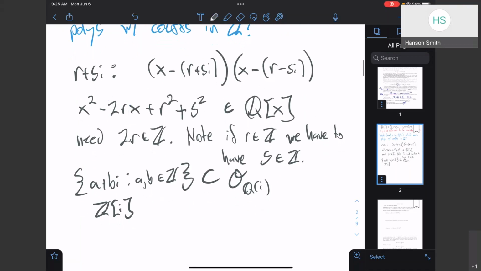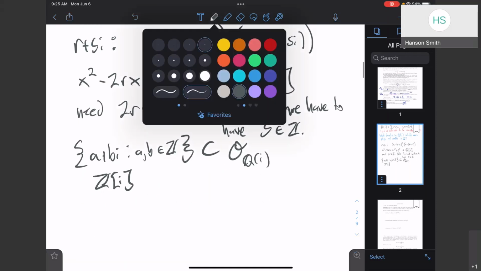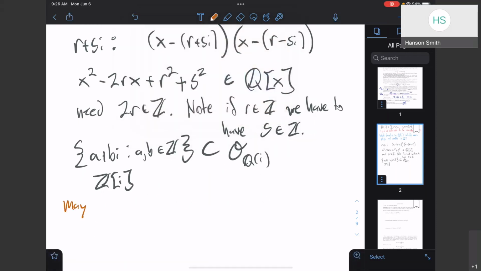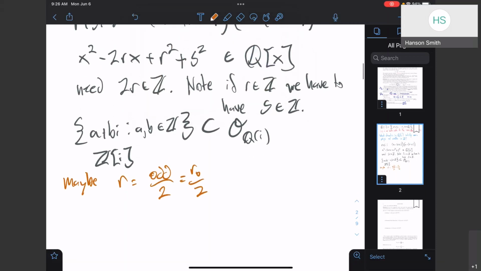I'll change color here. Maybe r equals odd number over 2. So I'll write this like r naught over 2. Okay, so that's fine. Let's see if I can do this computation here. I always manage to mess this up. So this coefficient works out if r is an odd number over 2. And then we have this r squared plus s squared, and we need that to be in the integers.